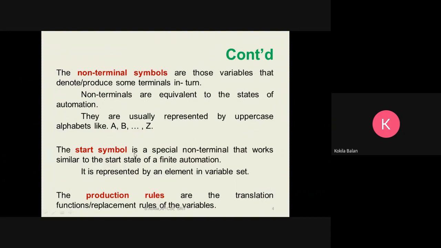The start symbol is a special non-terminal where we begin replacing using our productions. Just like a start state in a finite automaton, here we use a start symbol. And a production rule is the replacement rule of a variable by which we generate a string.